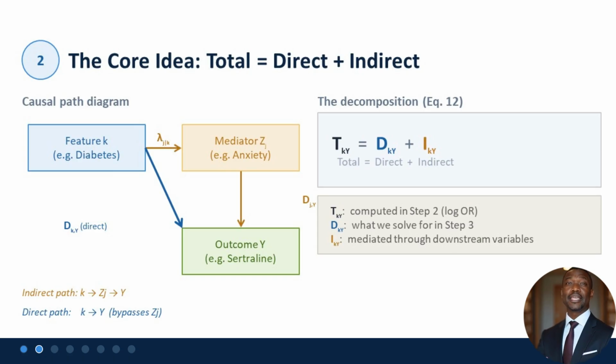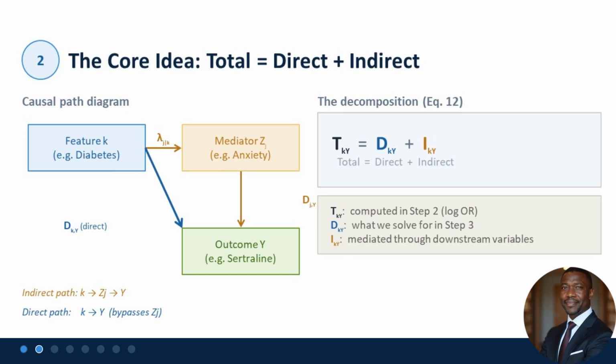Now in step 3, we decompose the total effect into 2 parts, a direct effect and an indirect effect, which is the portion mediated through downstream variables. The last feature in the sequence has no downstream variables at all, so its entire total effect must be direct. Each earlier feature can then subtract the portion of its effect that flows through later features, using those already computed direct effects.